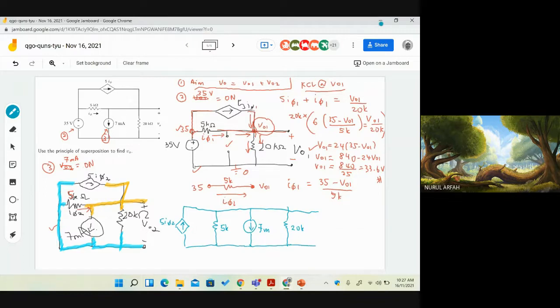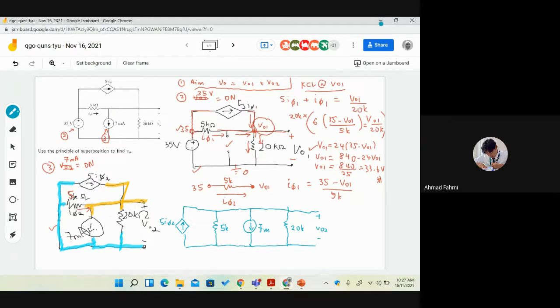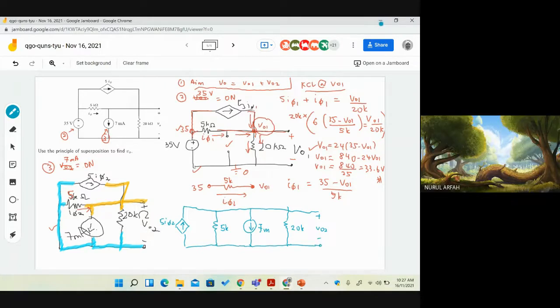Nampak macam senang sikit ke? Nampak senang sikit. Right. So the upper part here is actually V note 2. And then down here is the negative side of V note 2.